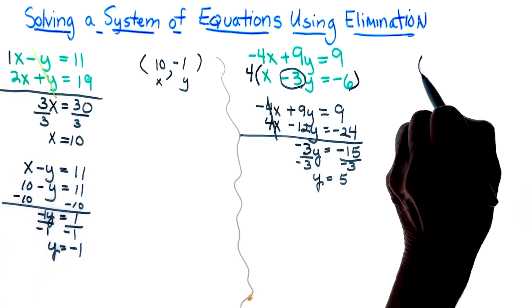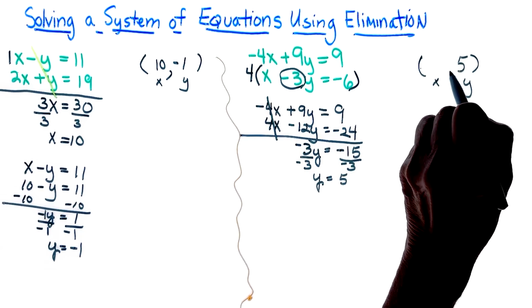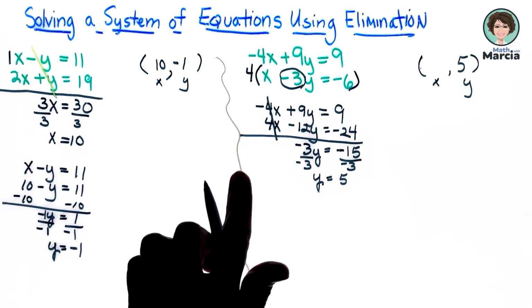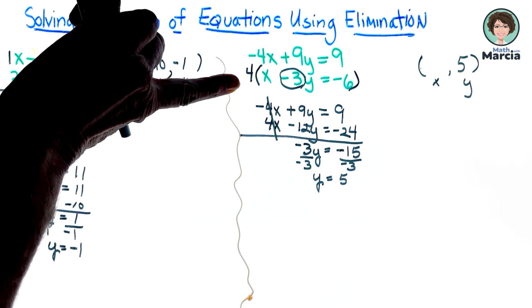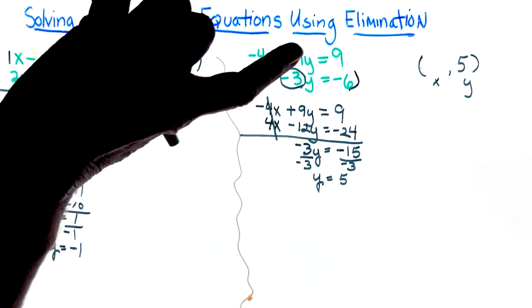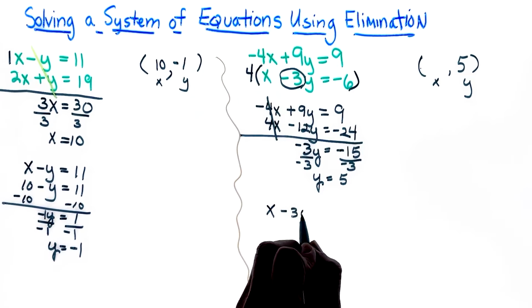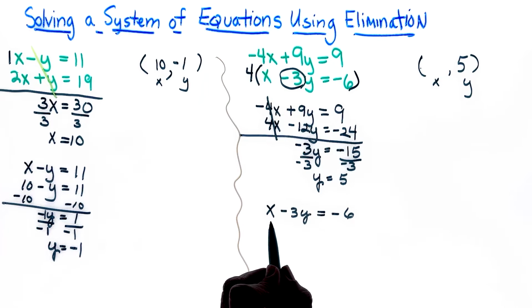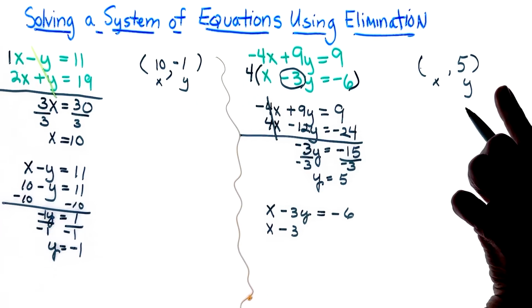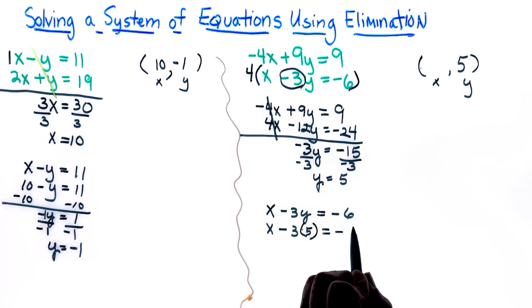Again, I'm going to start my answer ordered pair up here, and my y is a 5. So now I get to pick, do I want the first equation or the second? And you always use the original. I think I'm going to go ahead and use the second. It seems easier. So x minus 3y equals -6. I know that I'm looking for my x, and so I am going to substitute in for my y. The 5 that we found is equal to a -6.